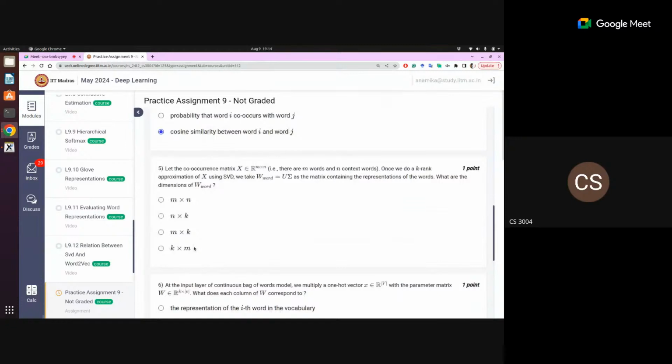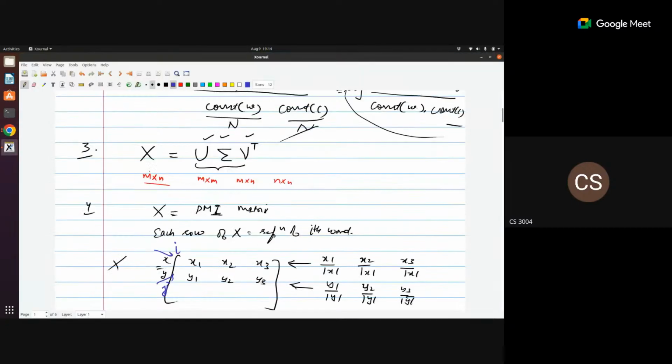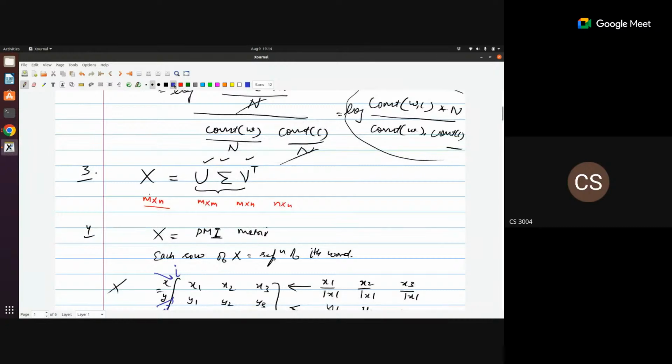Next question. Let the co-occurrence matrix X be an M cross N matrix. Once we do a K rank approximation, we take W word to be U sigma. What are the dimensions of W word? We actually did this. Let me write the answer here. This was our SVD, and we know U is M cross M.